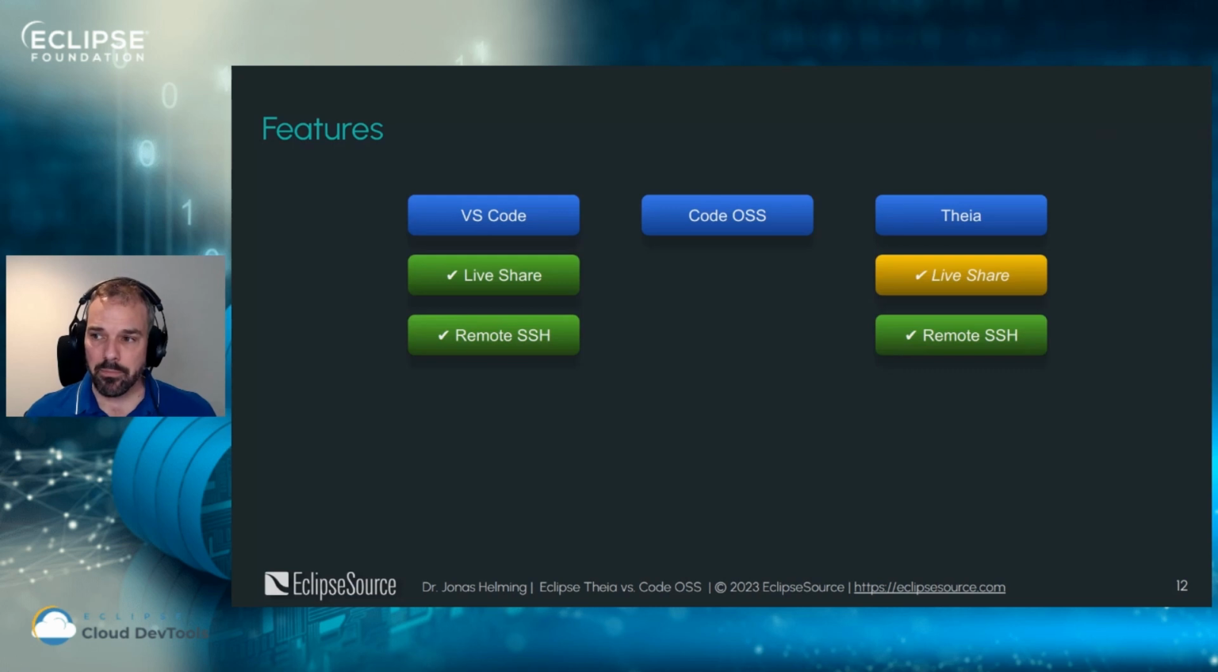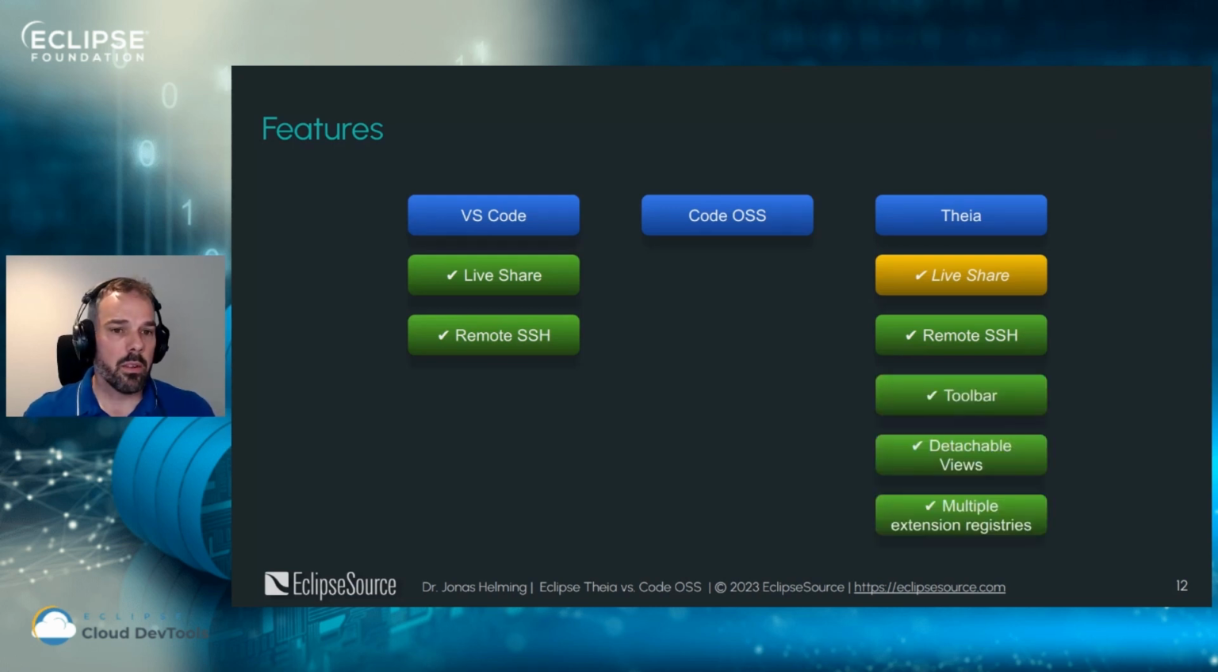On the other hand, there are also features that are available in Theia, but neither in VS Code nor CodeOSS. For example, the toolbar that I've shown you, detachable view support is available in Theia since quite a while. I think it has been now announced for VS Code too. And for example, the ability to connect to several VS Code extension registries. Now, these features actually are supported in Theia for a reason, because the community decided we want that.